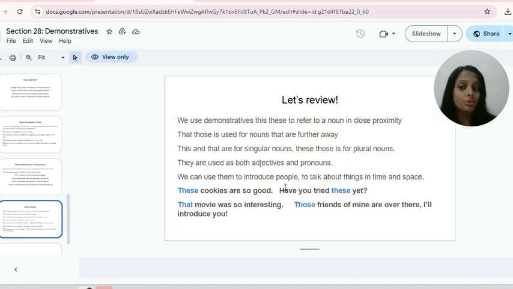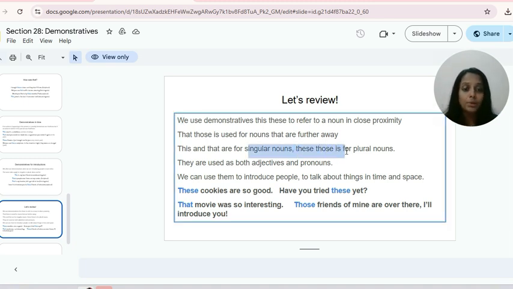Now it's time for us to review. Remember, we need to use the demonstratives this and these to refer to nouns in close proximity. That and those are for nouns which are further away. This and that are used for singular nouns. These and those are for plural nouns. They are used as both adjectives and pronouns. When I'm saying they, it represents demonstratives. So we are using them for both adjectives as well as pronouns. We can use them to introduce people, and to talk about things in time and space. And there you have it. You are officially a demonstrative expert now.